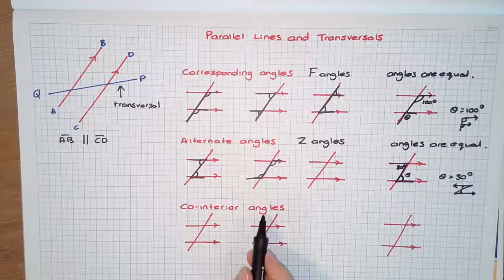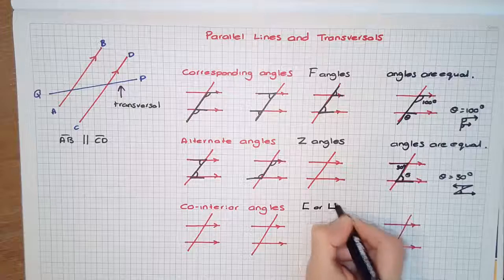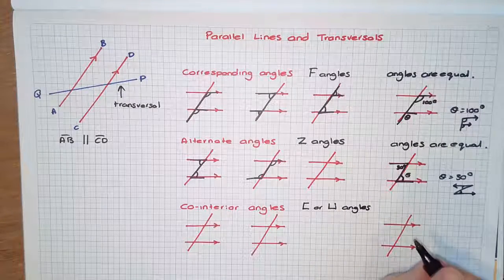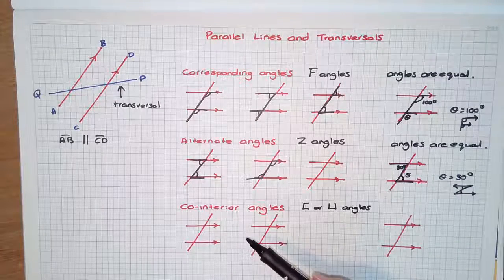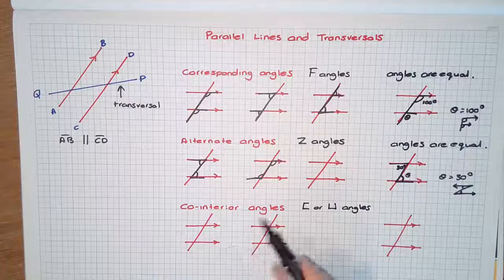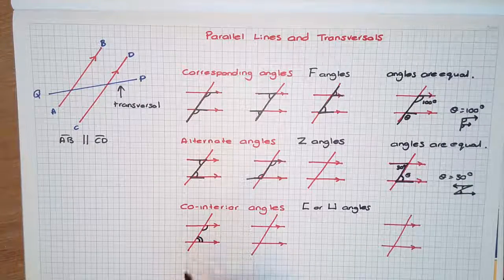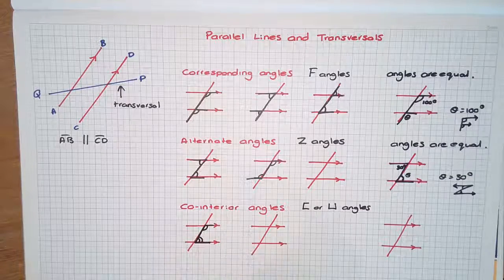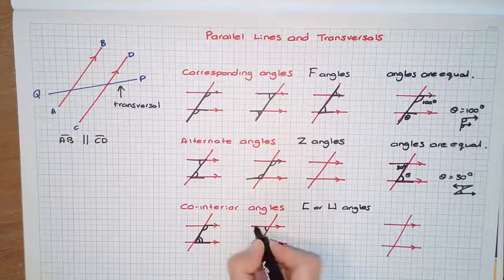The co-interior angles I nickname the C rule or the U rule. They are co-interior between the two lines and on the same side as the transversal. For instance, this angle and this angle are co-interior. We can make a C around the angle, or a back to front C. This angle and this angle are co-interior.